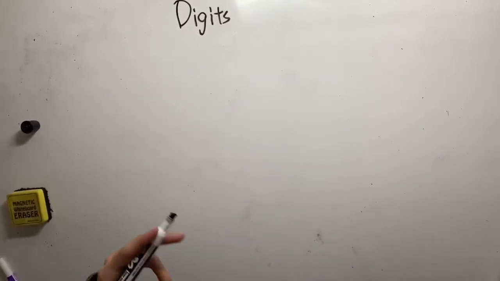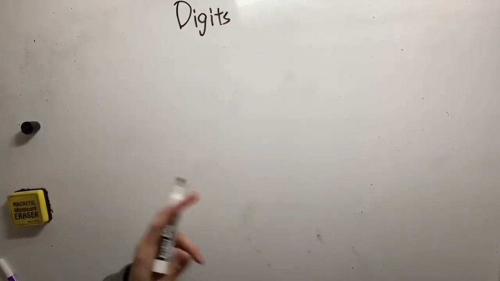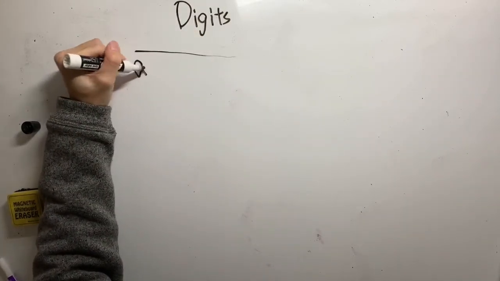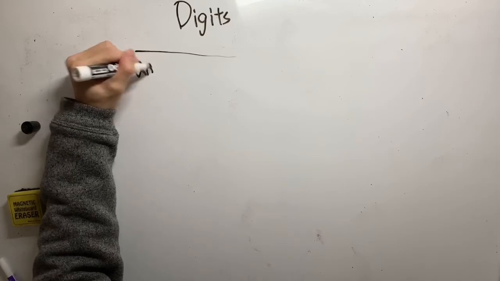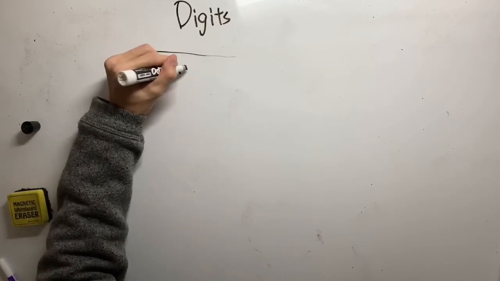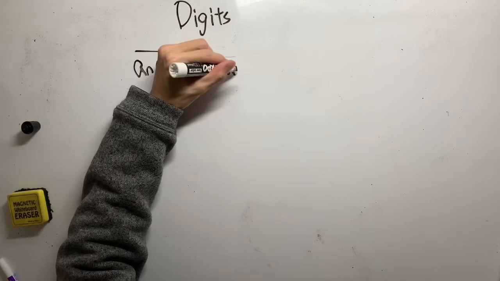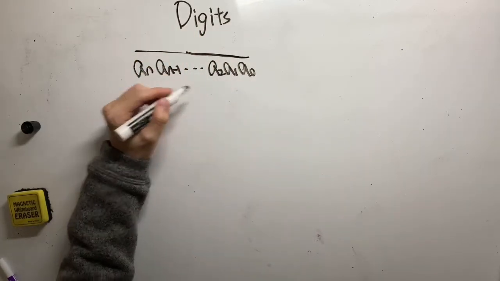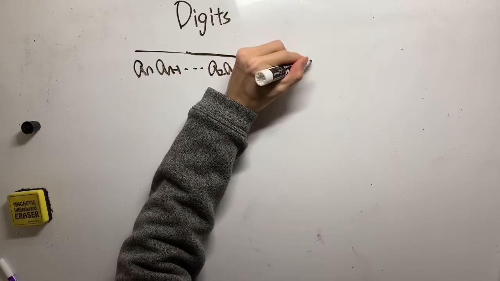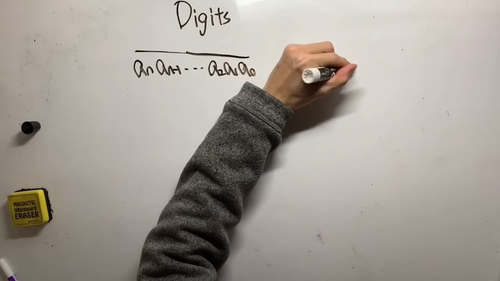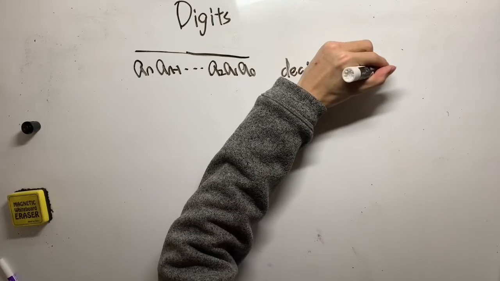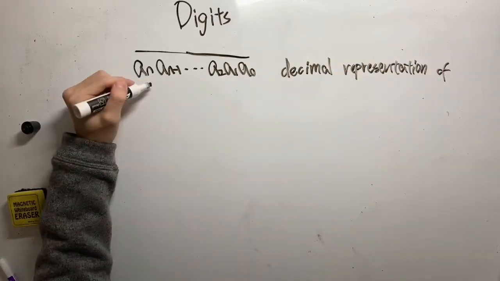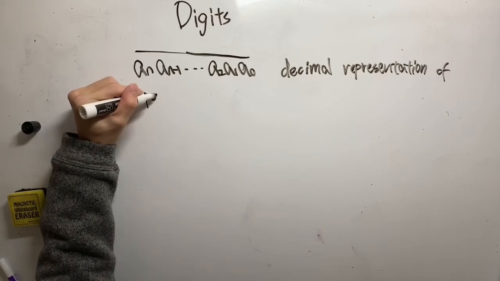Hello everyone. Today I'm gonna talk about the digits of numbers. So first, let's denote a_{n-1} until a2, a1, a0 as the digit decimal representation of a positive integer n.